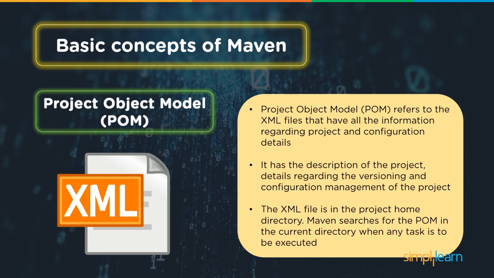The XML file is in the project home directory. Maven searches for the POM file in the current directory. If it's able to find that POM file, it will proceed with the build step, otherwise it will halt there itself. This POM file is very important because it acts as a kind of build script, and the Maven tool will process everything configured in this XML file, and according to that it will proceed further.